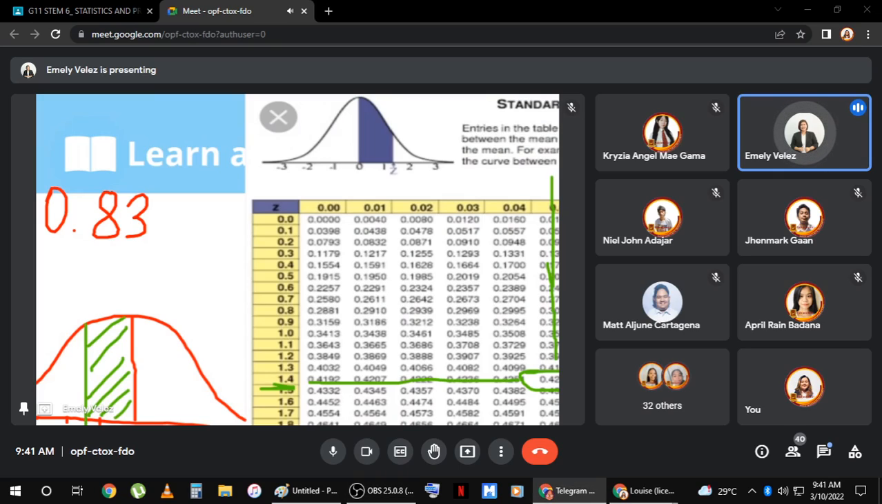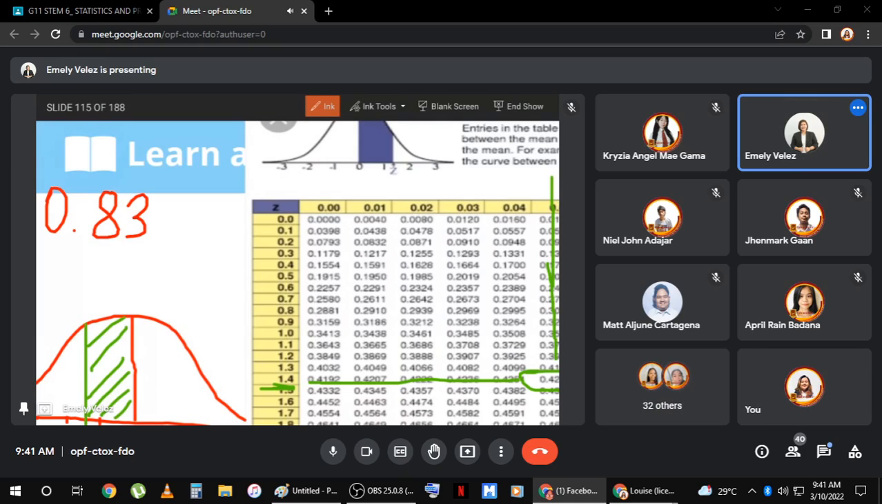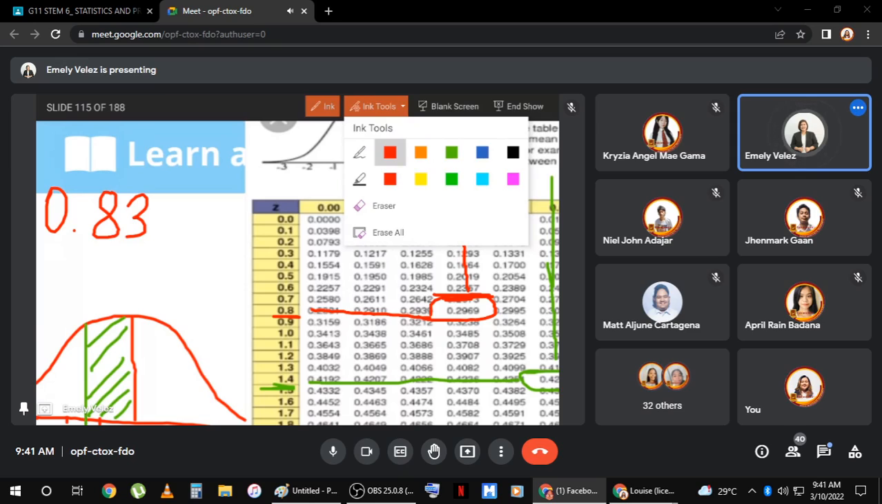Okay, let's check if you got it correctly. Yes, 0.2969. Let's check if it is right. Let's try to locate first. 0.8, last digit is 3. They meet at 0.2969. So, that's the correct answer, 0.2969.